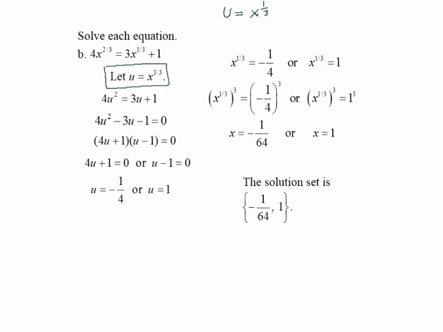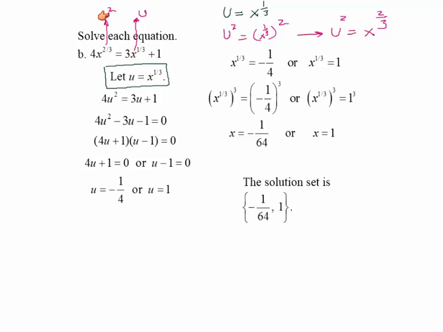Now if I raise both sides of this equation to the power of 2, notice that I would get u squared. From here I get u squared equal to x to the power of 2 over 3, which is right here. That's what it is. This is my u squared then, and this is my u. That's what I'm assuming. So you can make a substitution once you find these two terms are squares of one another.